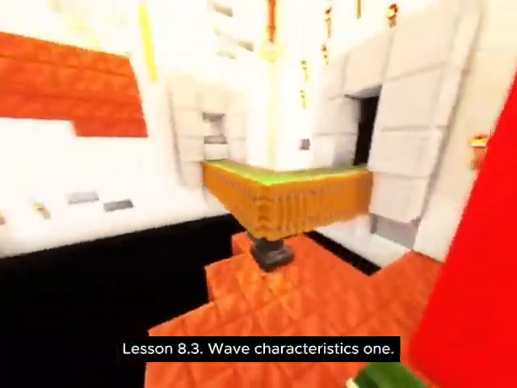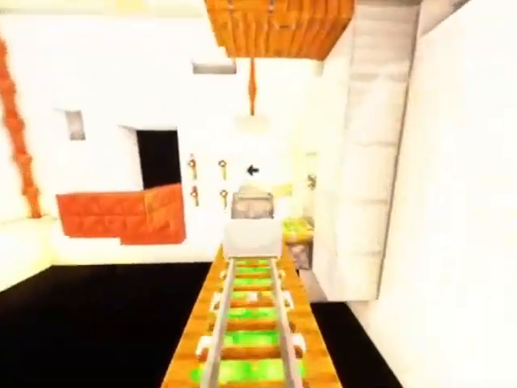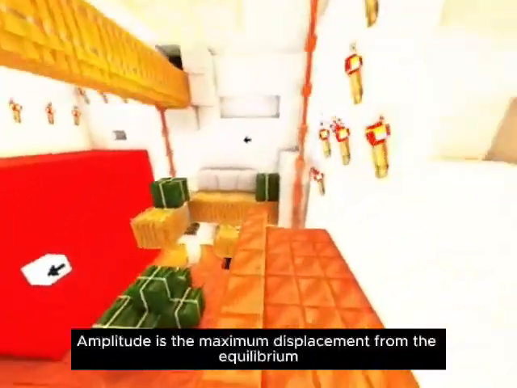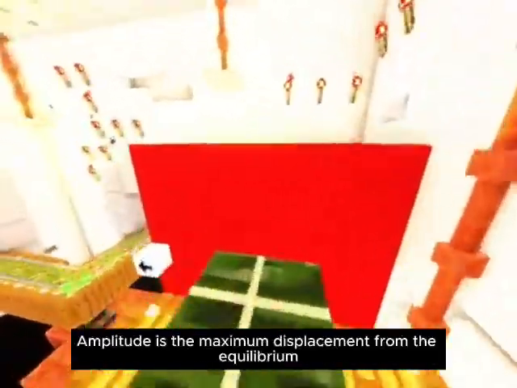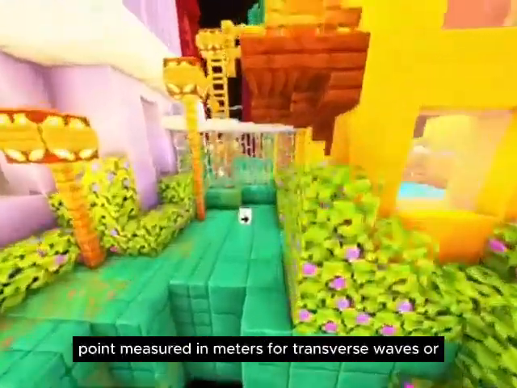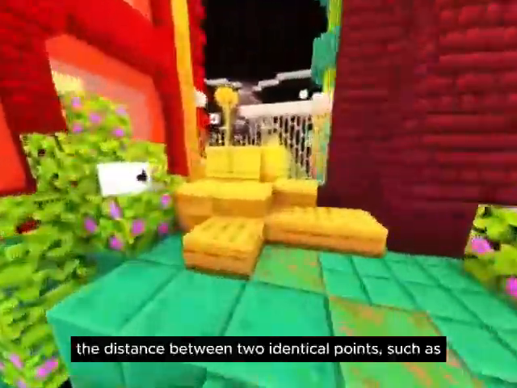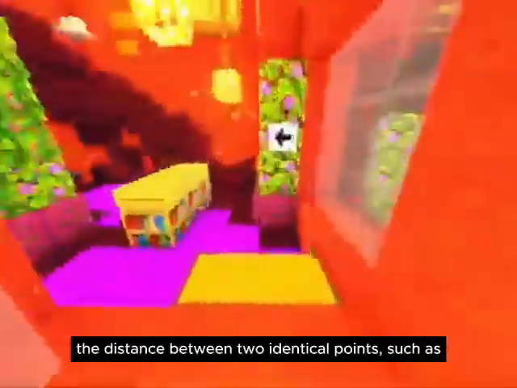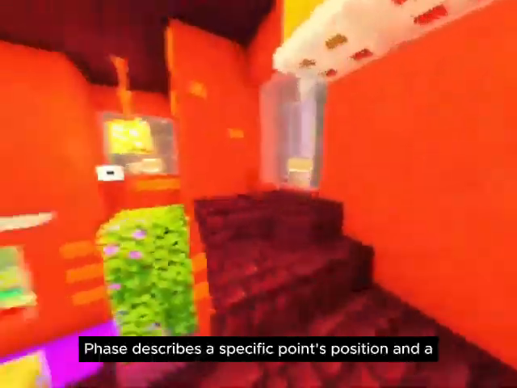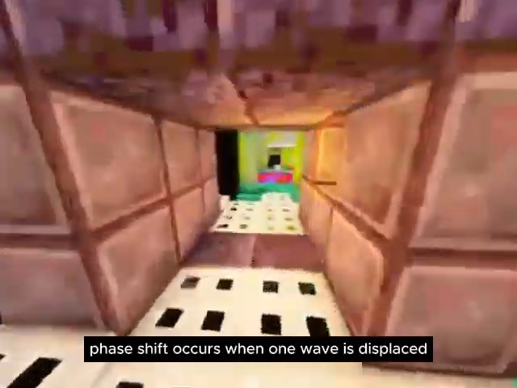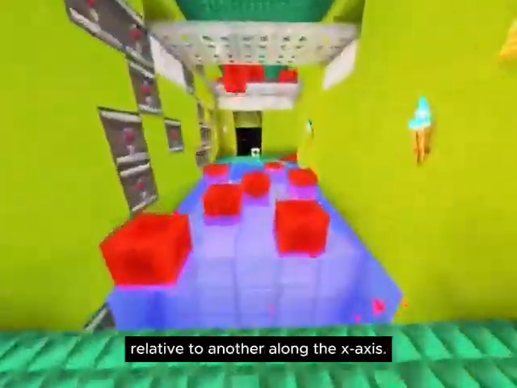Lesson 8.3 Wave Characteristics 1: Geometric features. Waves are measured by their physical shape. Amplitude is the maximum displacement from the equilibrium point, measured in meters for transverse waves or pressure for longitudinal waves. Wavelength, lambda, is the distance between two identical points, such as crest to crest. Phase describes a specific point's position, and a phase shift occurs when one wave is displaced relative to another along the x-axis.